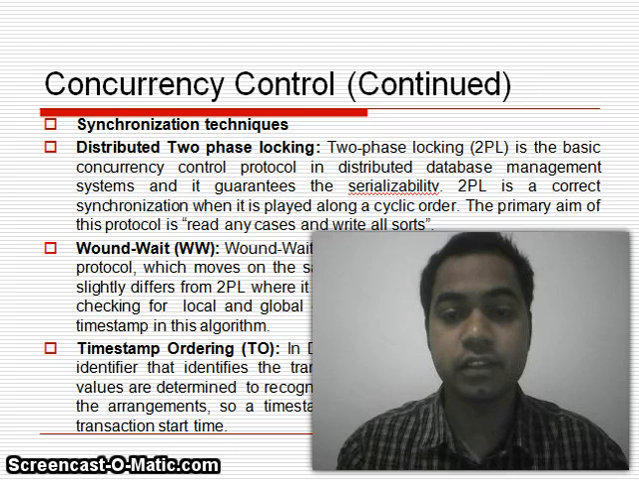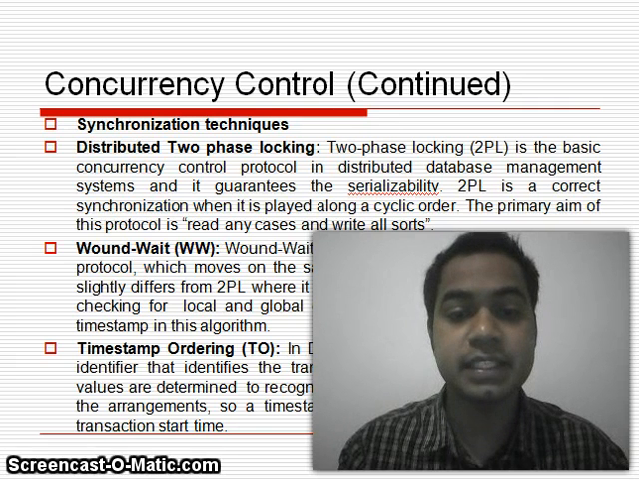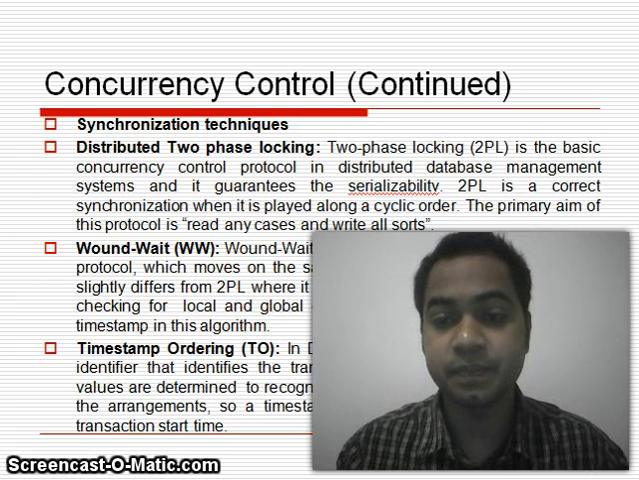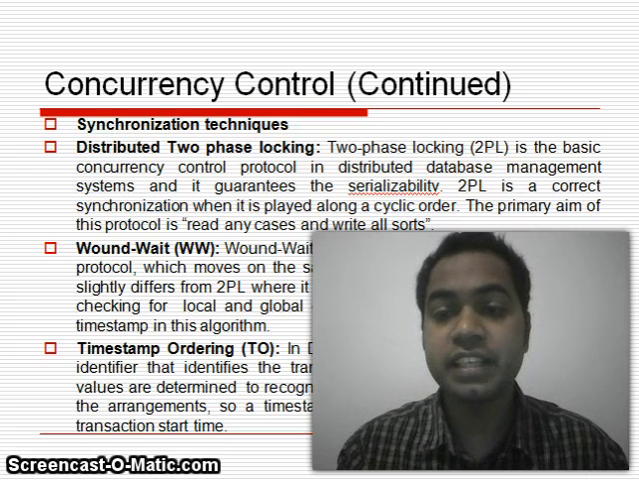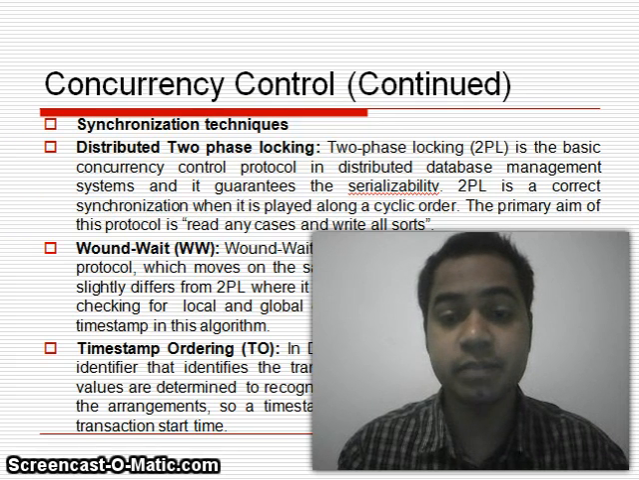Distributed two-phase locking. Two-phase locking is the basic concurrency control protocol in distributed database management systems, and it guarantees serializability. Two-phase locking is a correct synchronization when it is played in a cyclic order. The primary goal of this protocol is to handle reads and writes.